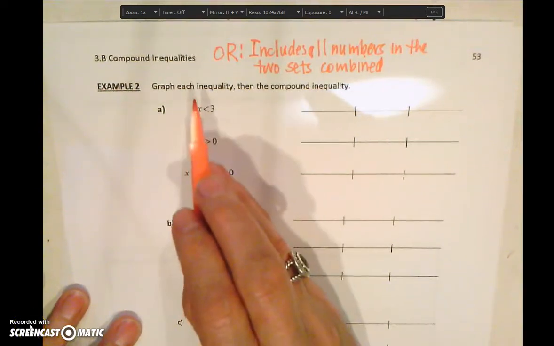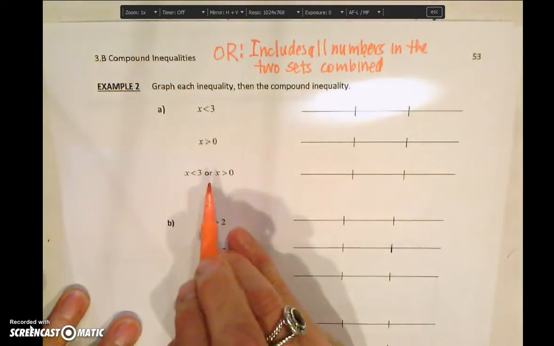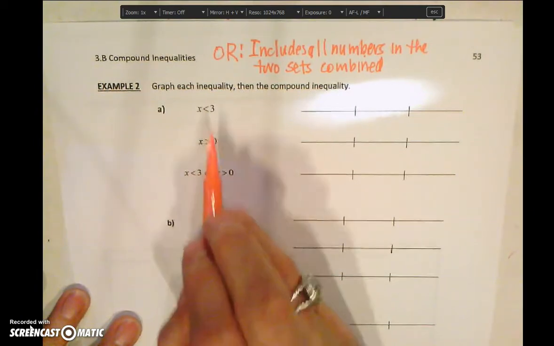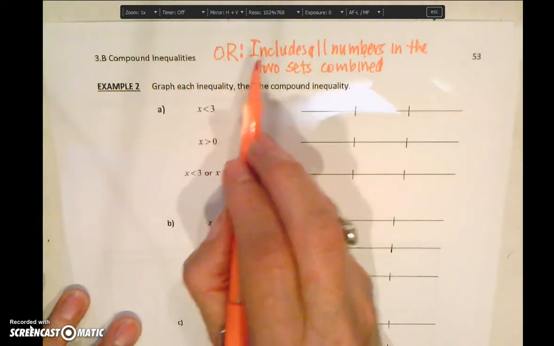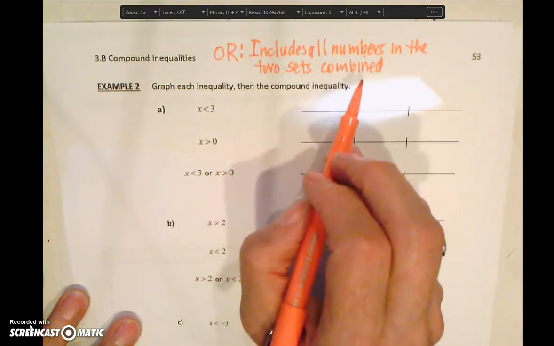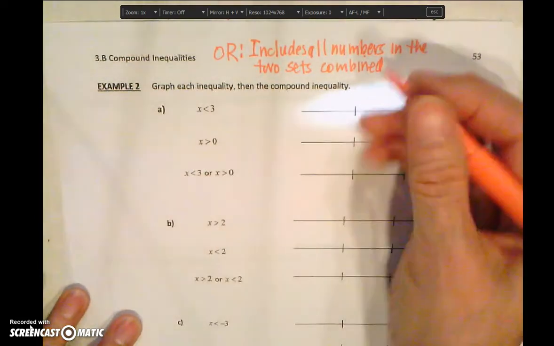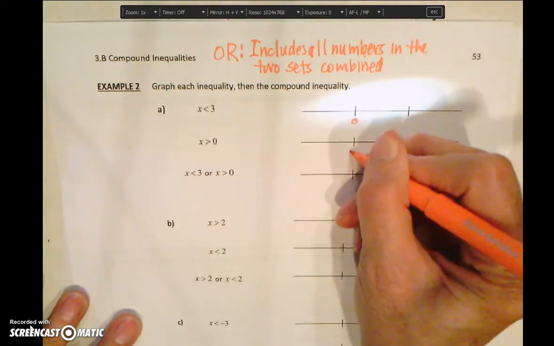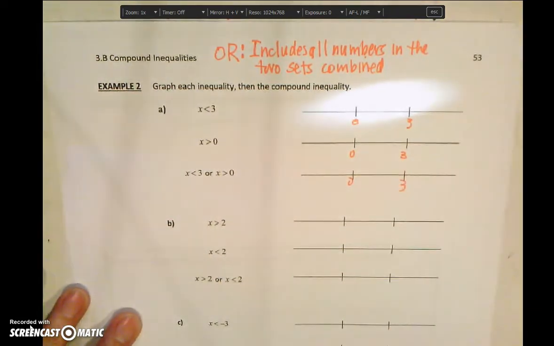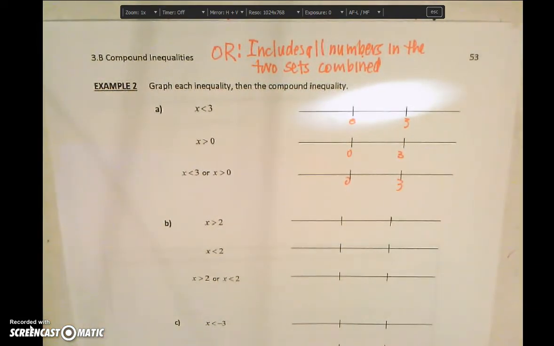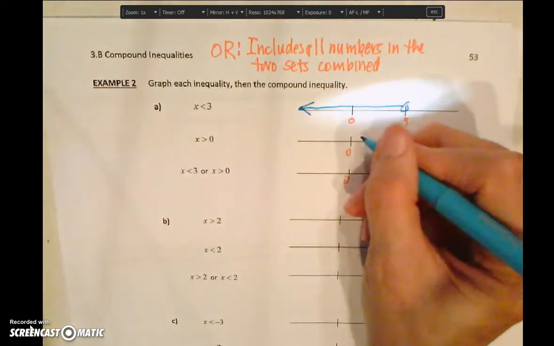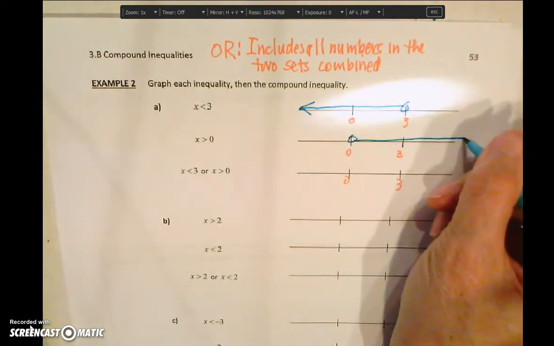In example 2, we have compound inequalities that are going to be combined with the word or. So that's a little different than and. An or is going to tell us it's going to include all numbers in the two sets combined. So if I have, again, we're going to put our small number here, 0, and our 3. Then we have that x is less than 3, so we'll graph this. X is greater than 0, we'll graph this.